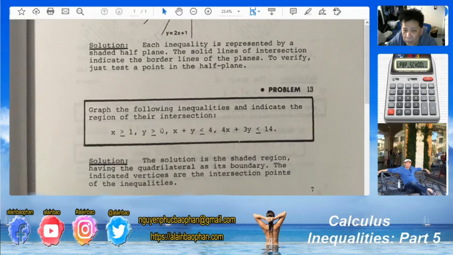So we have x equal 1, so x equal 1 right here, and then it goes straight. And then we have y equal 0. y equal 0 is actually the whole x-axis.